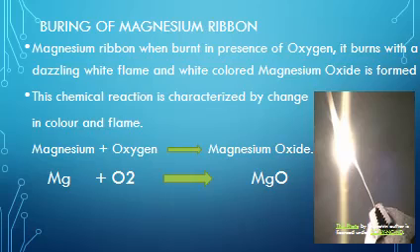The reaction can be expressed as magnesium plus oxygen, which are the reactants, give rise to the product which is magnesium oxide, and it can be written as the chemical equation Mg plus O2 gives you MgO, where Mg is for magnesium, O2 for oxygen and MgO for magnesium oxide.